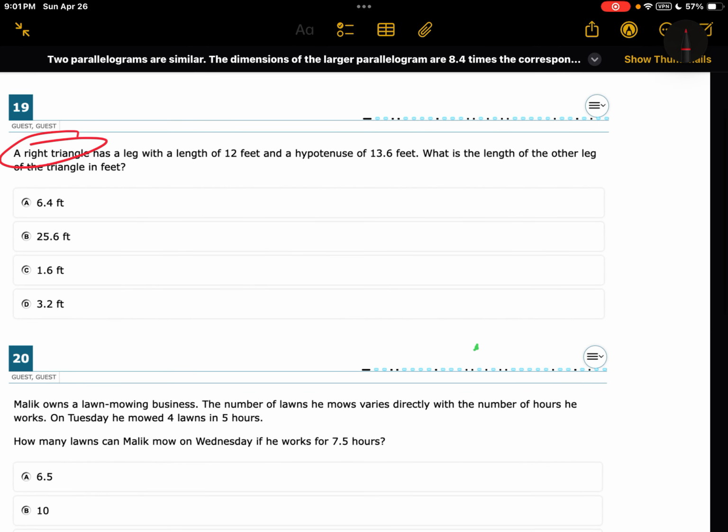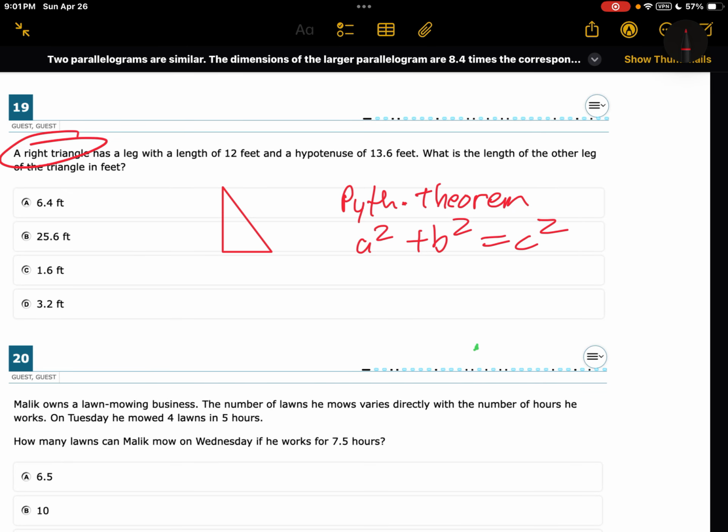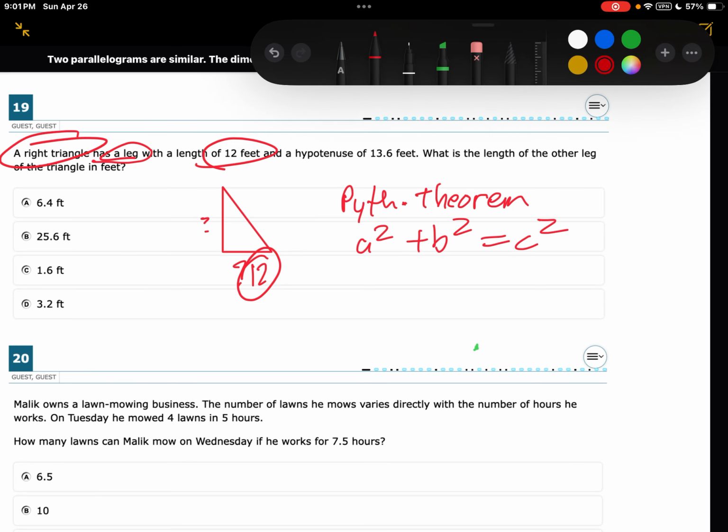Okay, a right triangle. I would stop, draw. Hopefully we are already thinking of the Pythagorean theorem. This, again, is a squared plus b squared equals c squared. Okay, so we have a leg with a length of 12. Which leg is it? It doesn't matter. But sure, I'll pick this one. That one's 12. Let me not circle it. That might look like my answer.